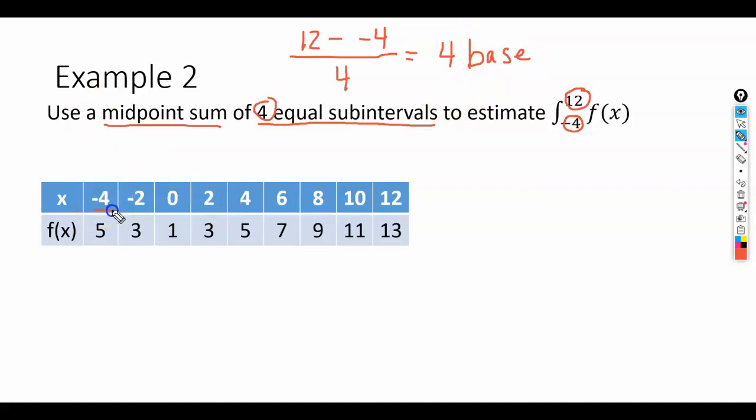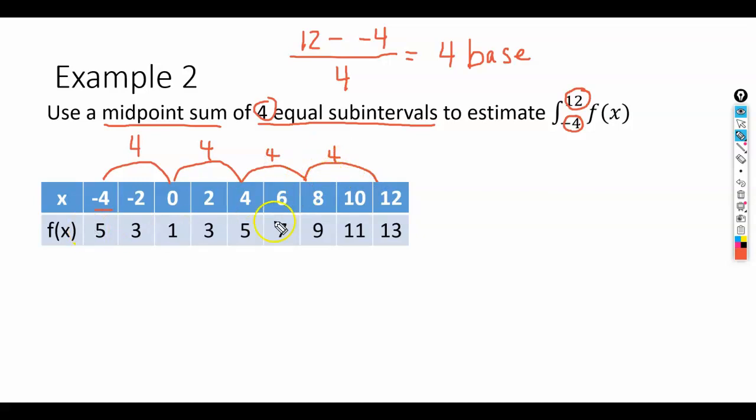So, starting at the beginning here at -4, if I add 4 to that, that takes me to here, so that my first rectangle has a base of 4 spaces long. Same thing here, we're going to go 4 more spaces, 4 more spaces, and 4 more spaces.